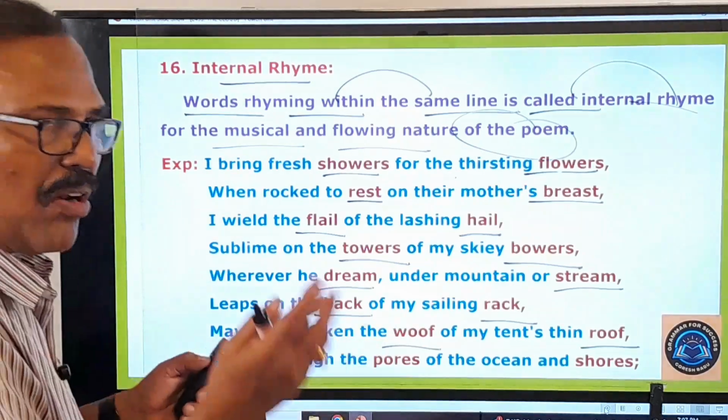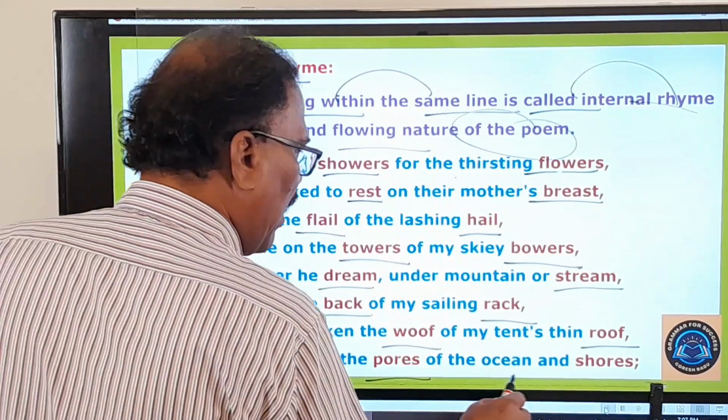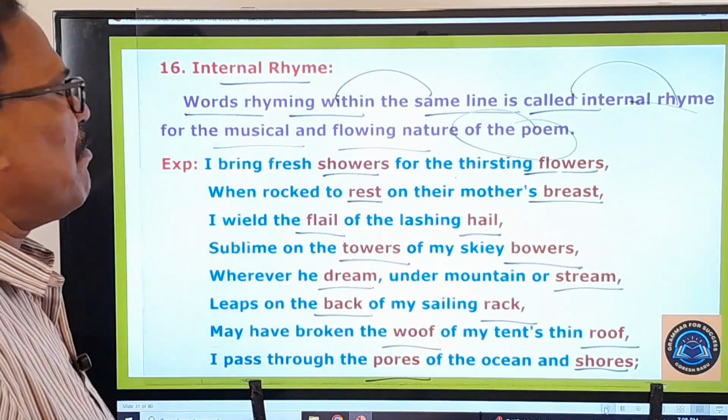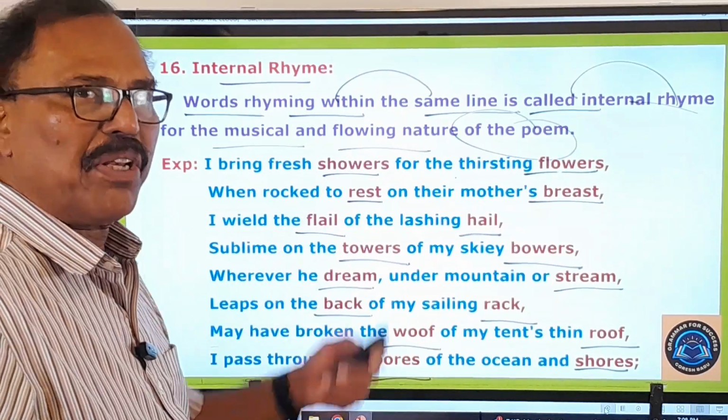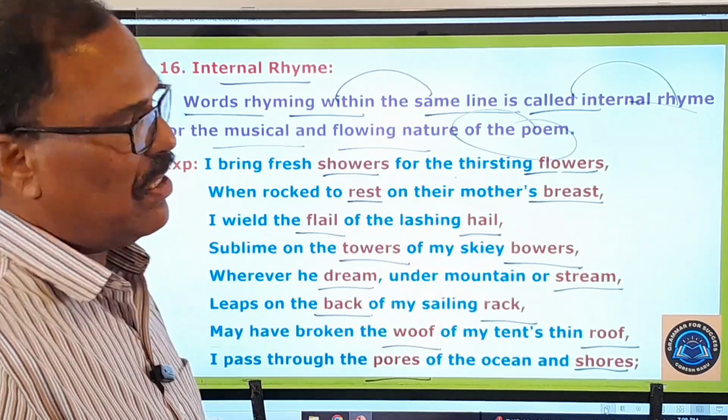Hoof means fabric or cloth, you know very well. Yesterday I gave you the meaning. I pass through the pores and here shores. So all these things. Internal rhyme, you can also read the poem and find all these things, to your satisfaction.